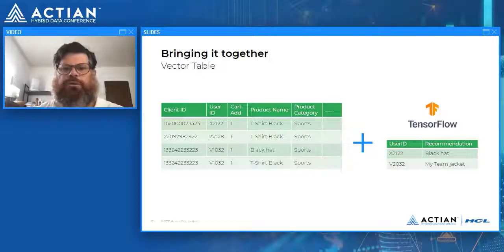So that's why we use a scalable data infrastructure underneath, like Vector. Then you put TensorFlow models on it that I just went through on the content and collaborative filtering. And then those things output a score. This is a minimal version of that. So, we're going to recommend to this user a black hat. We're going to recommend this user a My Team jacket based on our models that we went through.